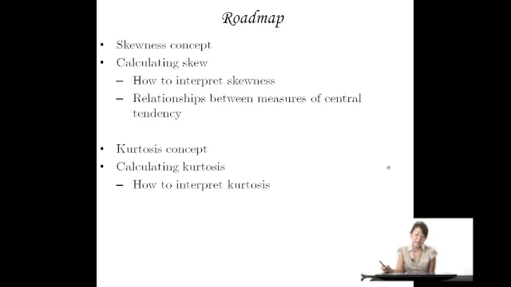All right, this is the roadmap. Basically, we're going to be covering skewness, the concept, and then we're going to try and connect that to calculating skew. Then we're going to talk about how to interpret that number that you calculated, and also what that number will tell you about the relationships between measures of central tendency. Because the number directly relates to the concept of skewness, these measures of central tendency relationships will also hold for the skewness concept.